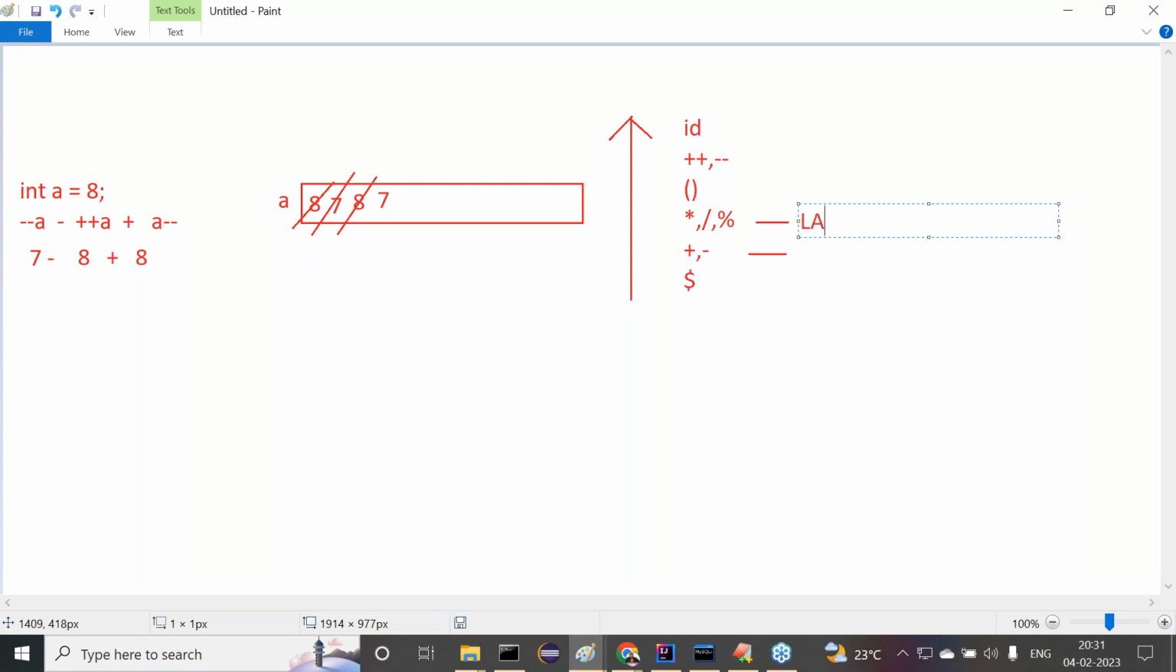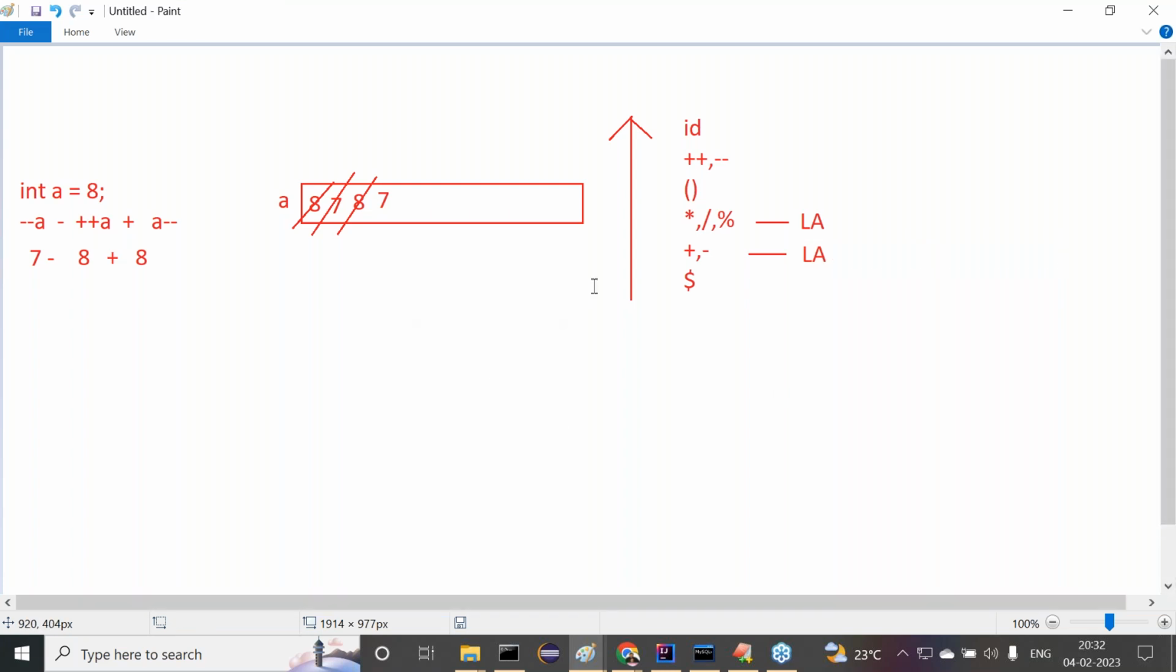Left associativity means the leftmost operation will be performed first, then the next leftmost, then the next. Right associativity means the rightmost operation is performed first, then the next rightmost, and so on. In Java, only left associativity is available in the operations. There is no concept of right associativity in Java. That's the point we need to understand.